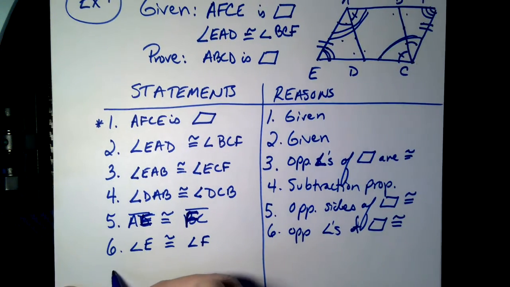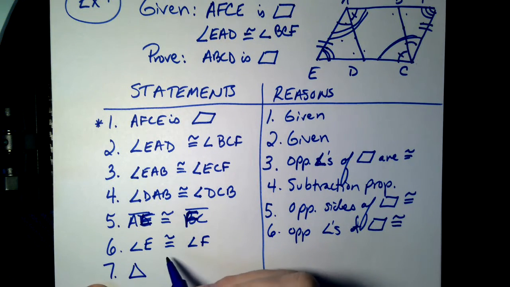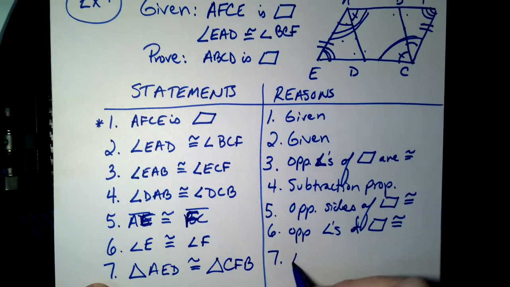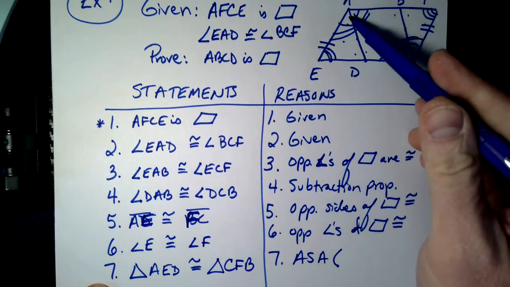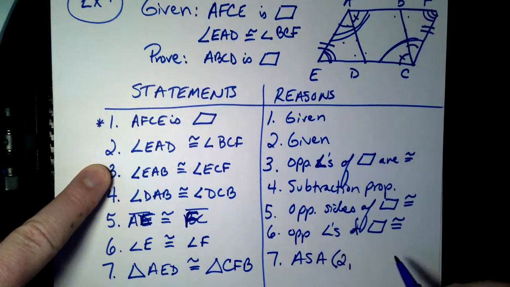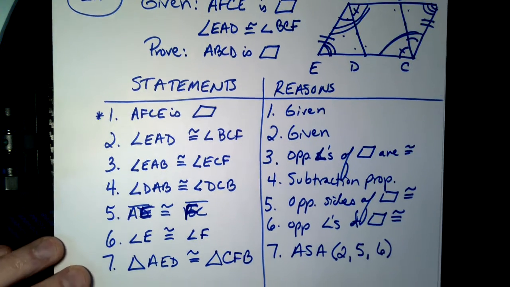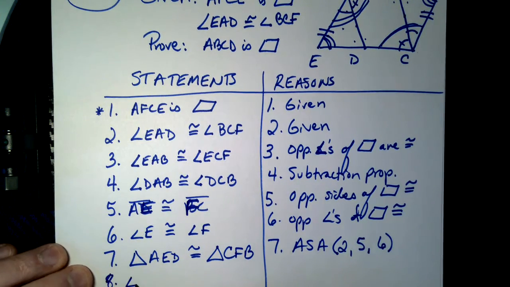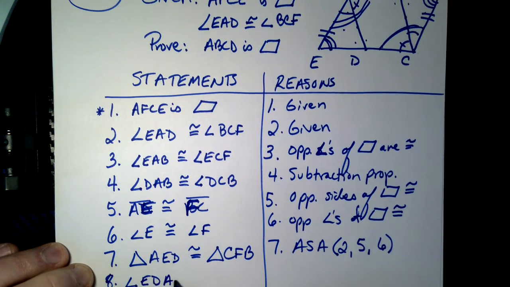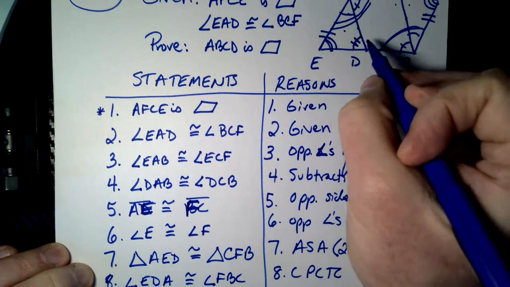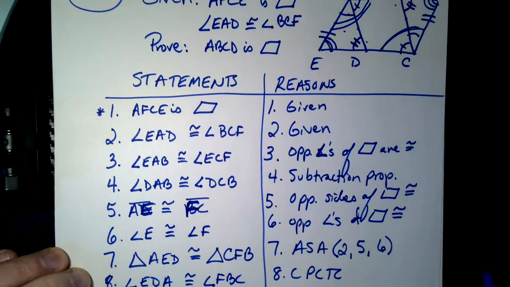Now the triangles can be proven congruent. Triangle AED is congruent to triangle CFB by angle side angle. So a pair of angles that was given 2, pair of sides 5, other pair of angles 6. For CPCTC, I'm going to say angle EDA is congruent to angle FBC, CPCTC. A lot of marks on this picture.